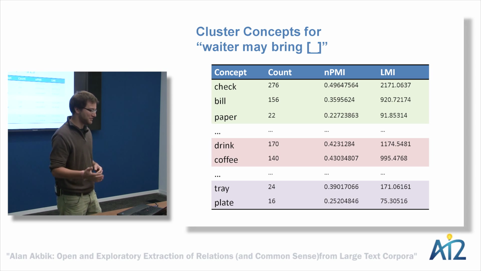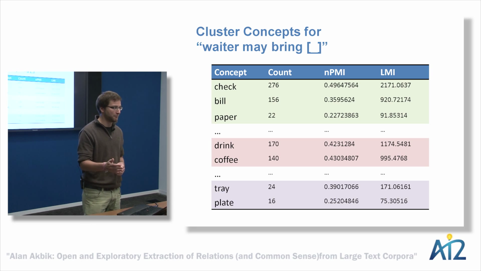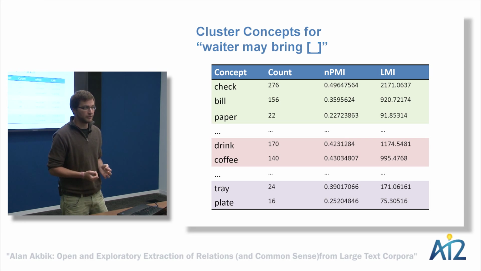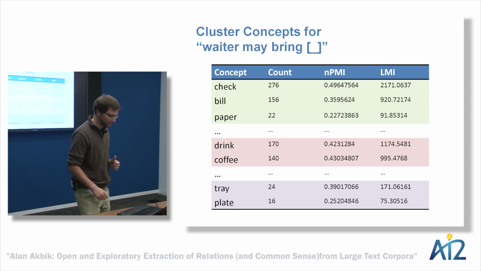So again, we're going back to the situation. We have a waiter coming. He's bringing something. We don't know what. But we can now tell it's going to be something of these groups. It's either going to be something like a check, bill, piece of paper. It might be, this is a big group, drink, coffee, food, and so on. And there's a third group here. It might even bring tray, plate, dish. So that's another group of things that the waiter may bring. So again, this is world knowledge and possibly useful.